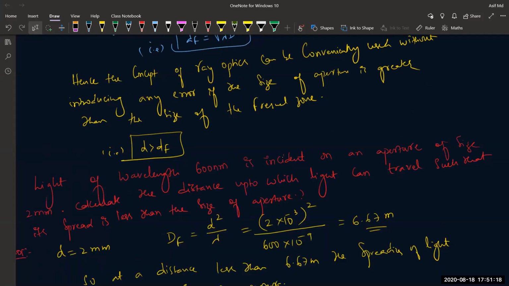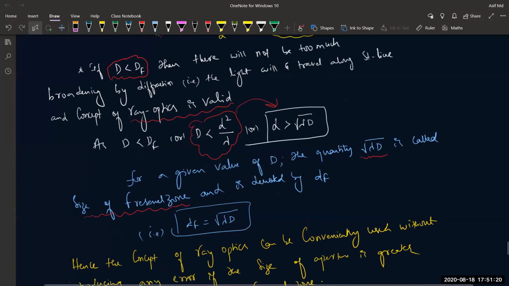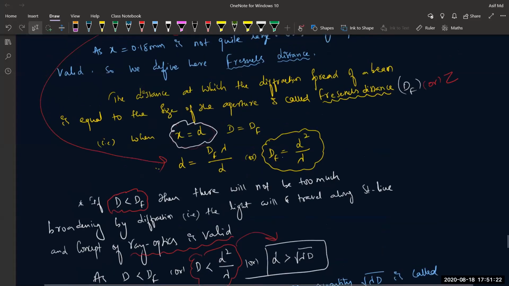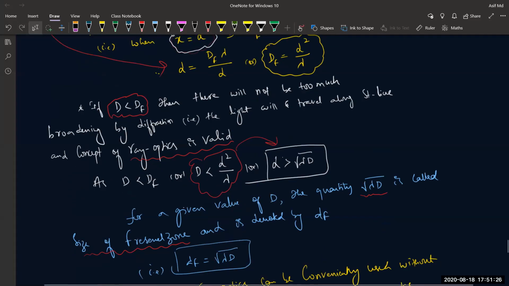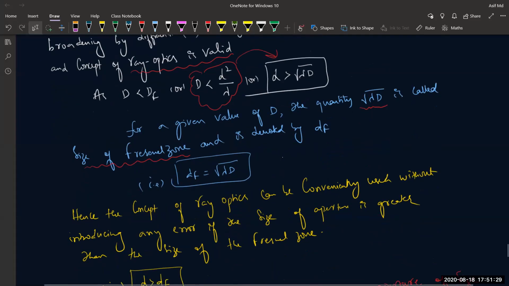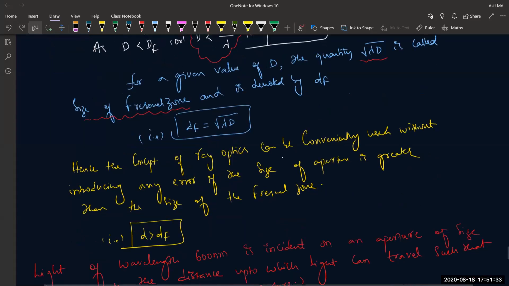So overall, remember the formula. Fresnel's distance formula is df is equal to d square by lambda, or d must be greater than under root of lambda into D, or df is equal to under root of lambda into D. Under root of lambda D is called the size of the Fresnel zone.